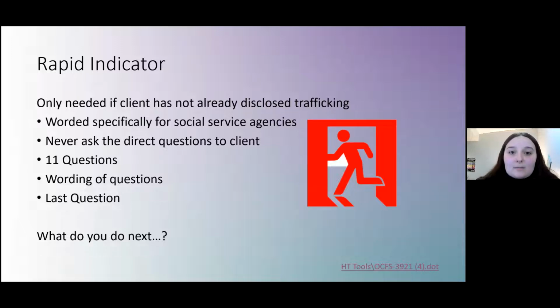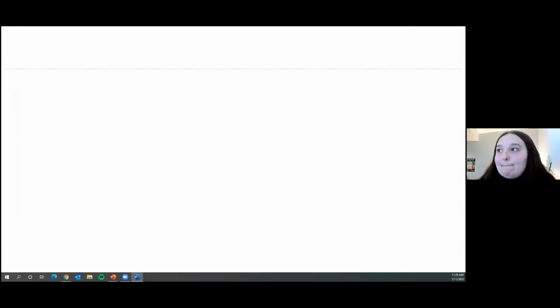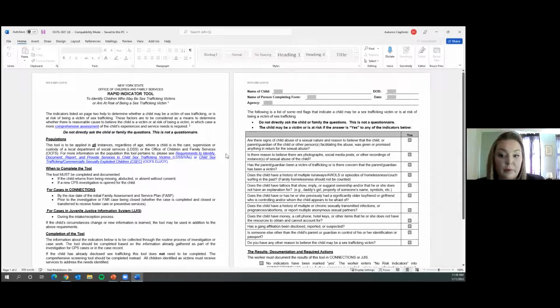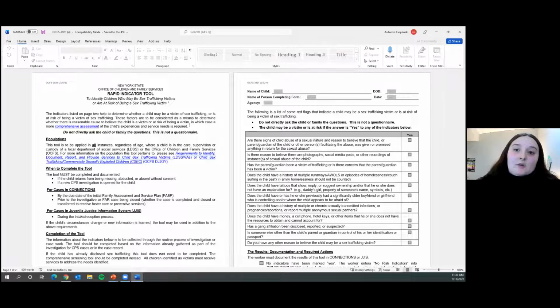So let's pull up the indicators. All right. So I'm also gonna put the links to the rapid indicator and the comprehensive in the chat so that you guys are also able to pull them up. You can save them to your computer, or you can even just do a quick Google search like OCFS rapid indicator tool, and it'll pop up. Sarah should have emailed you all these forms as well, so they should be in your email as well.